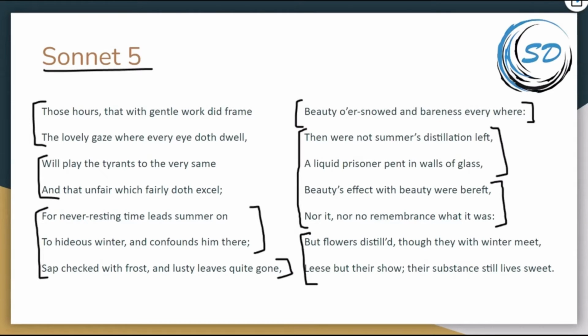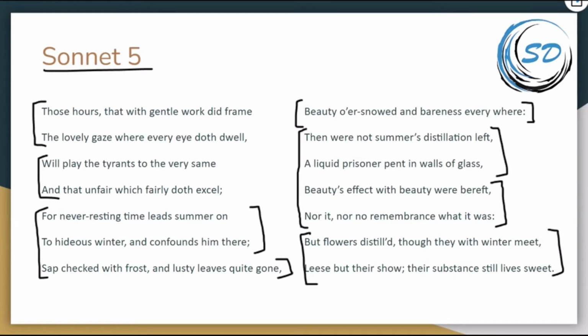The concluding couplet highlights the idea that while flowers distilled into perfume may lose their outward appearance when they encounter winter, their substance or essence continues to live on and retain its sweetness. Similarly, the young man's beauty, though it may fade with time, can be preserved through procreation, ensuring that the essence of his beauty lives on in his descendants.